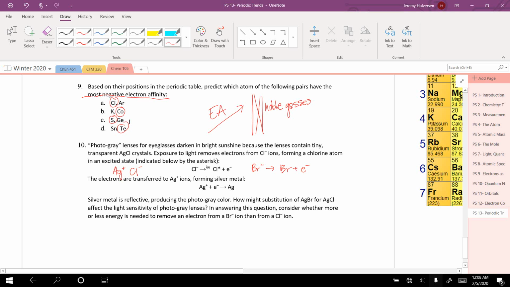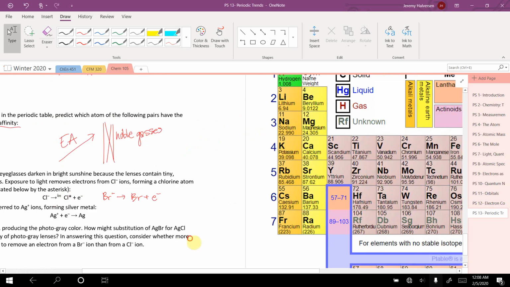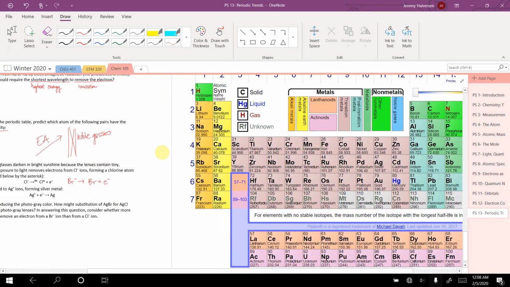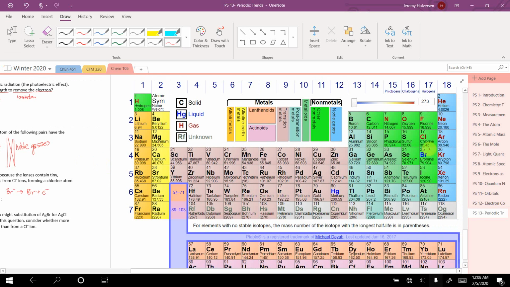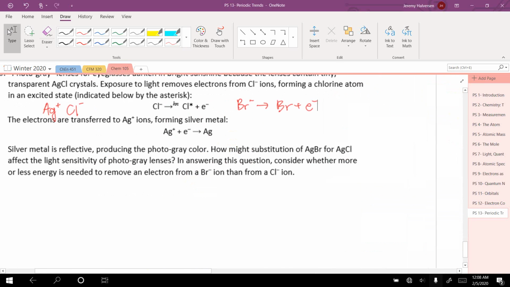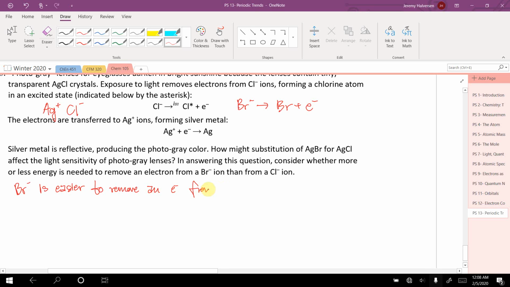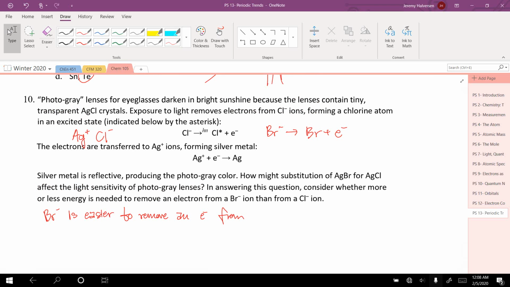What would happen? Well, what's harder to remove an electron from, Br or Cl? Ionization energy increases up and to the right, so Cl is going to be harder to remove an electron from. Remember, going up means a lower n level, so the electrons are closer to the protons. Which means Br is easier to remove an electron from. I'm just going to write that real quick. Br- is easier to remove an electron from. What result could that have if you use Br- in your glasses?